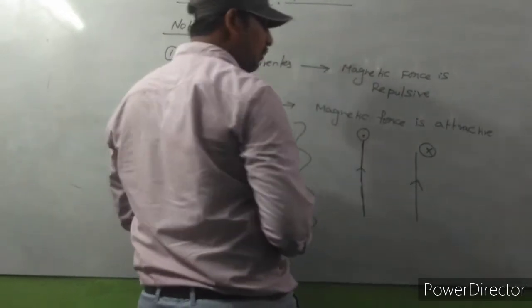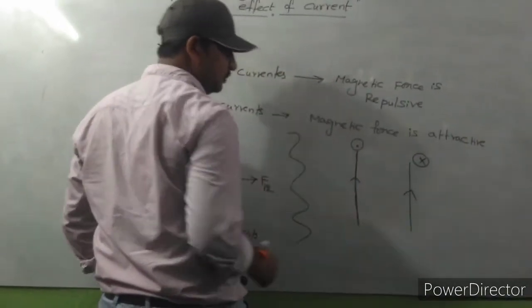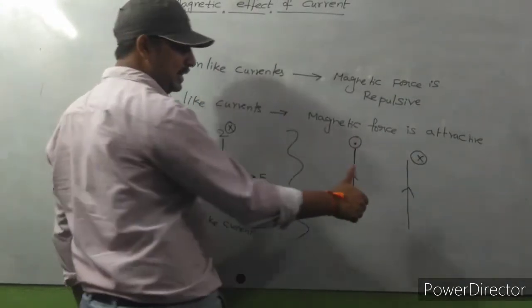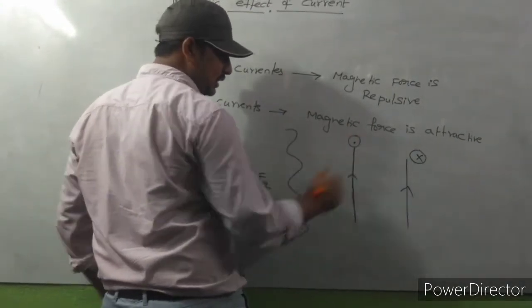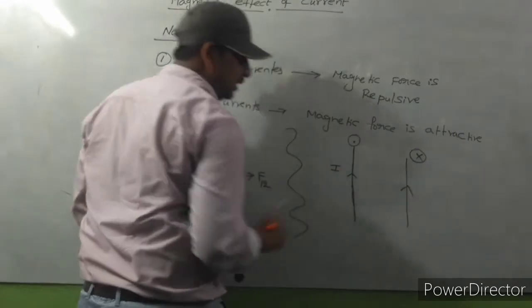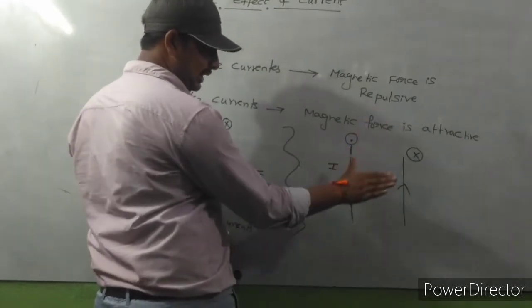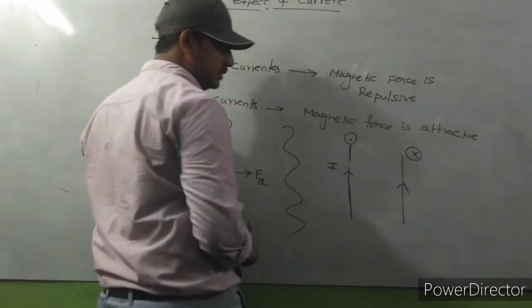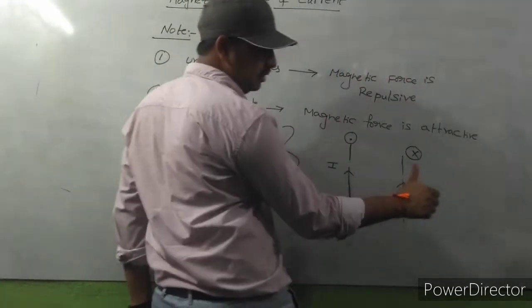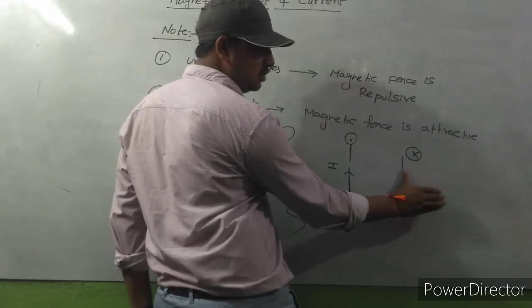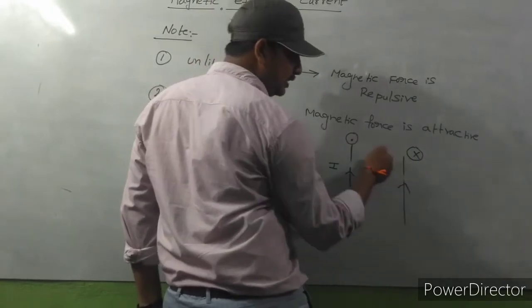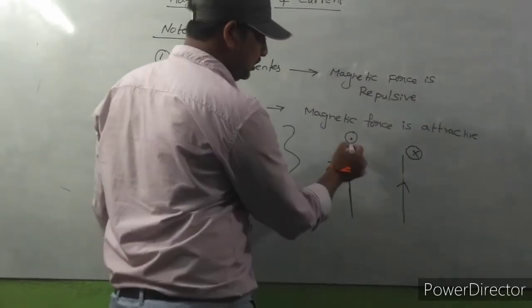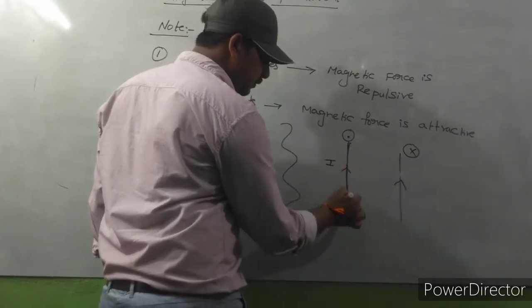Magnetic force, how is it acting? Now observe carefully. Thumb indicates direction of current. That's why the curling fingers indicate direction of magnetic field. So here magnetic field is into the page. Here thumb indicates direction of current, curling fingers indicate direction of magnetic field. Here into the page means here out of the page. That's why here magnetic field is out of the page.